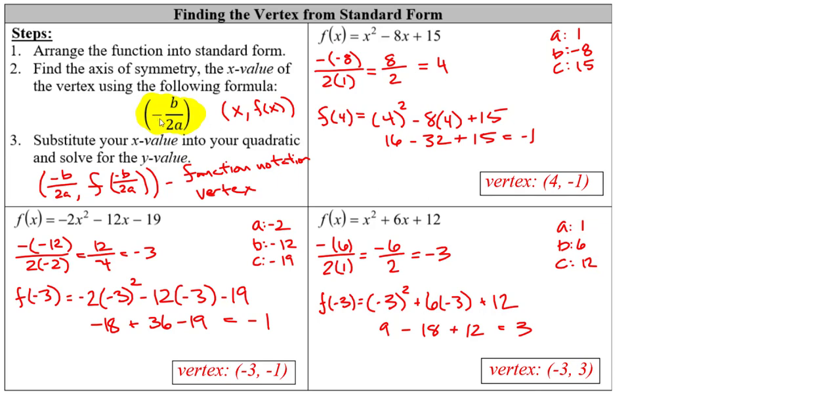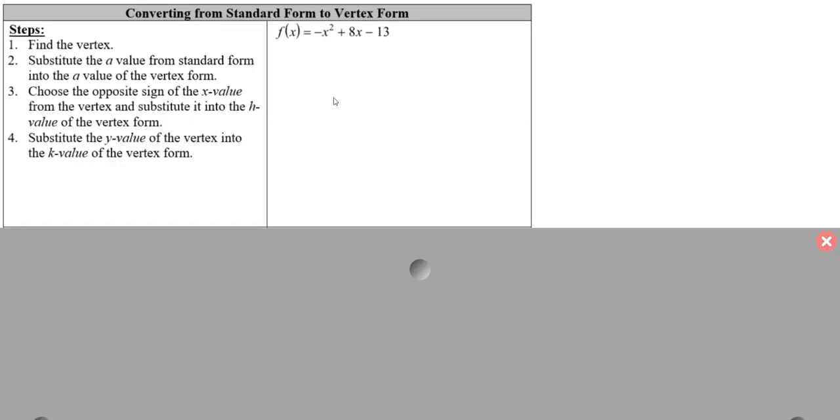Alright, so this -b over 2a, this is very helpful when in standard form to identify what that vertex is, and I'm going to show you why later, because that vertex is a very good point to start working with, especially when graphing. Alright, let's take a look at our next piece of information that we need to know, which is converting from standard form to vertex form.